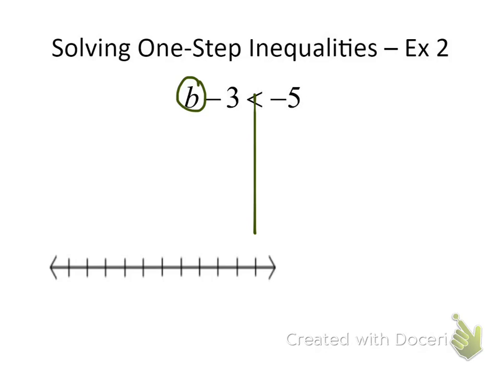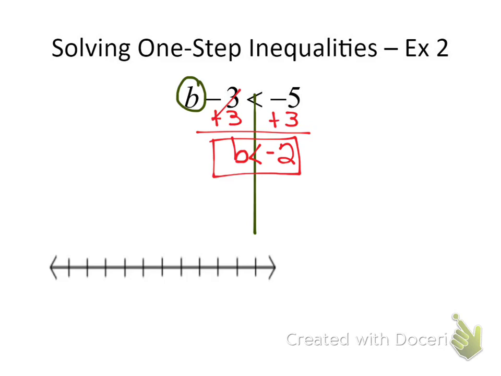Well, when you add and subtract, you don't have to worry about flipping the sign at all. Okay, so to get the b by itself, what do I do? You add 3 on both sides, and then you bring down your b and your less than sign. Okay, so b is less than -2. Remember, adding and subtracting, I don't change my inequality sign. I just bring it on down.